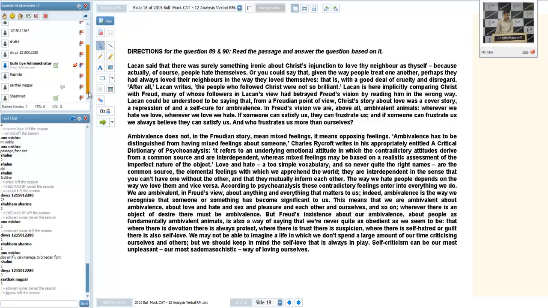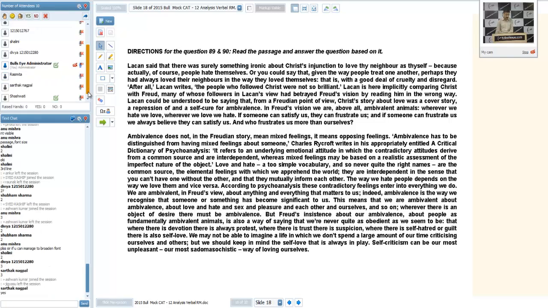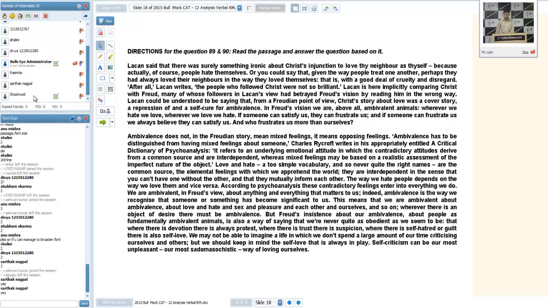Sarthak Nagpal, if I am able to. Yeah, you're from which batch? I think you're from Chandigarh, Sector 8 student, and I think you're from my batch even. Okay. And Shashwati, what do you have to say about this passage?